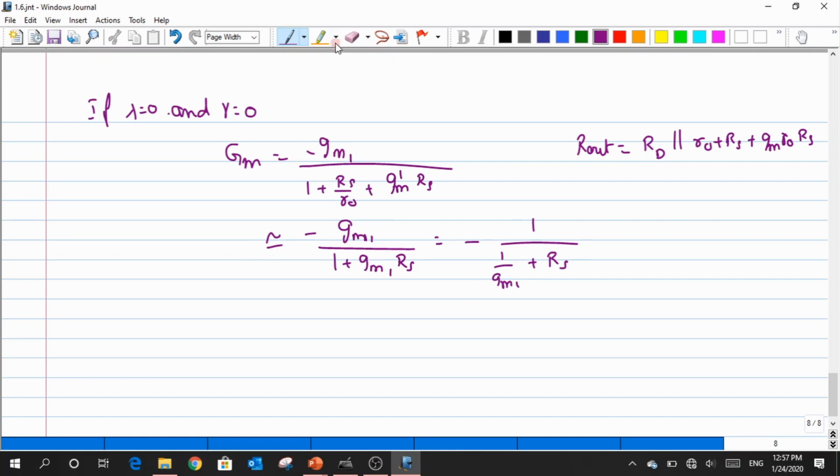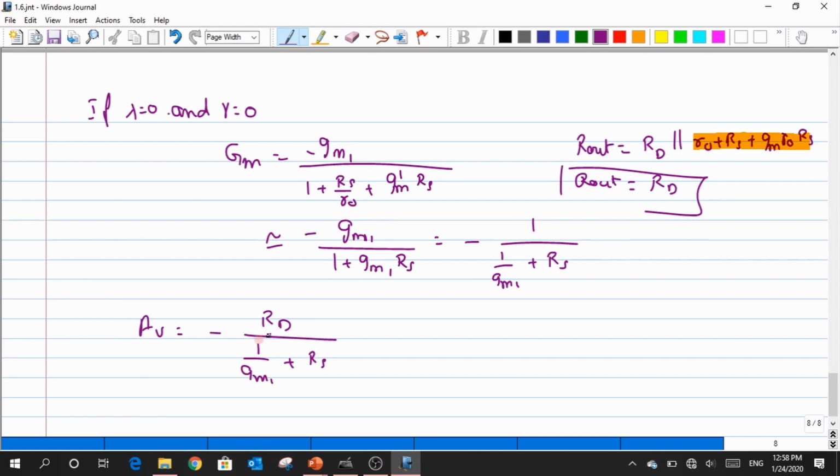So what happens to this particular part? Infinite, right? Because R0 becomes infinite in that case. So I have something infinite in parallel with RD. What happens to this effective value? Yeah, it is just RD. Okay. So now, based on this, I can write this gain to be just a product of RD divided by 1 by GM1 plus RS with a negative sign.